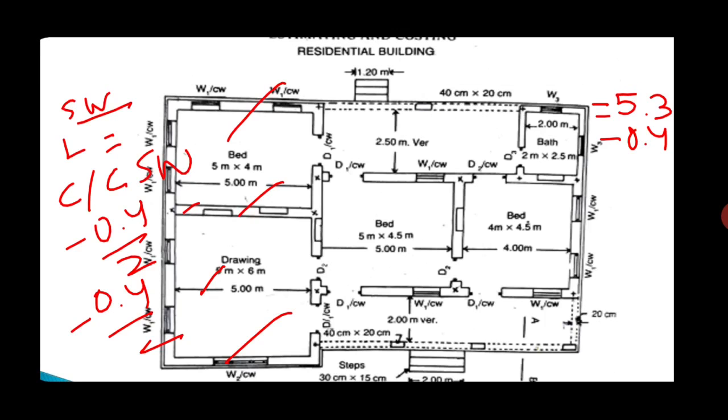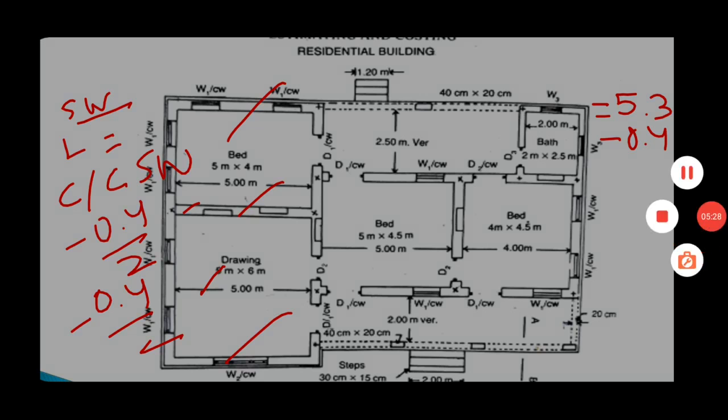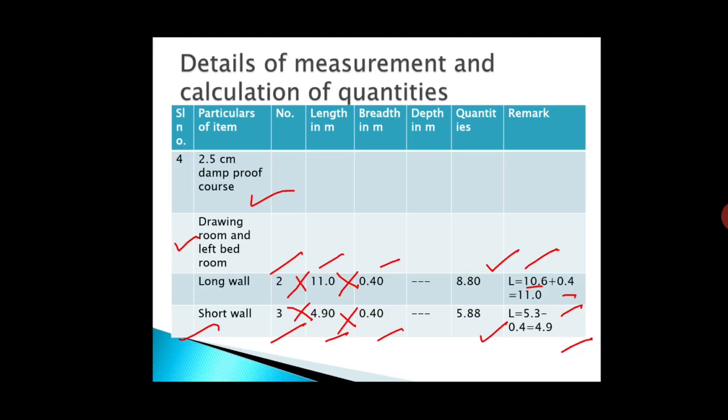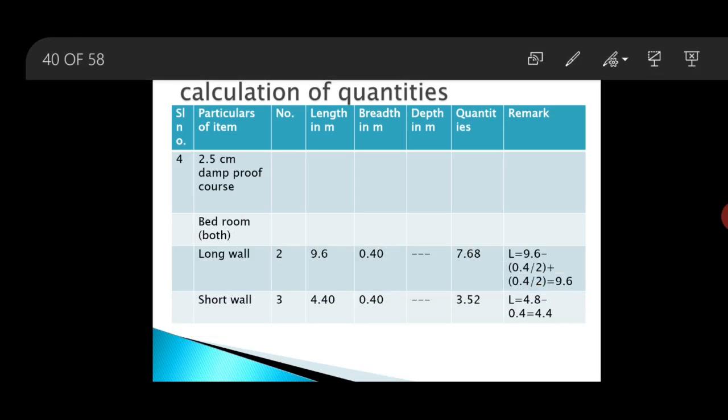So this is the length. Okay. Now we will move to the details of measurement form. Short wall, number is 3. Length is 5.3 minus 0.4, that is 4.9. Width is 0.4. Then by multiplying these 3, we will get the quantity as 5.88 square meter. Next, we will move to the second part, that is bedroom, combined bedroom.